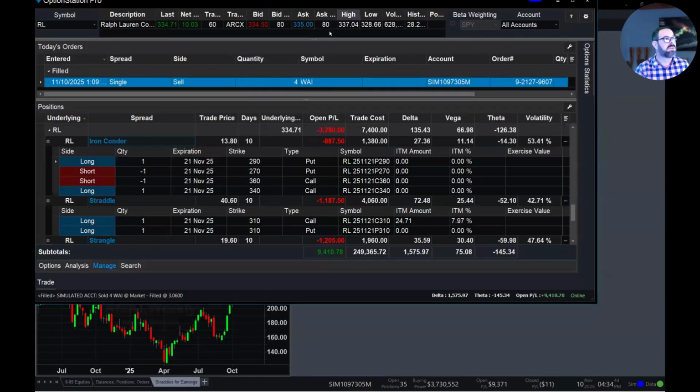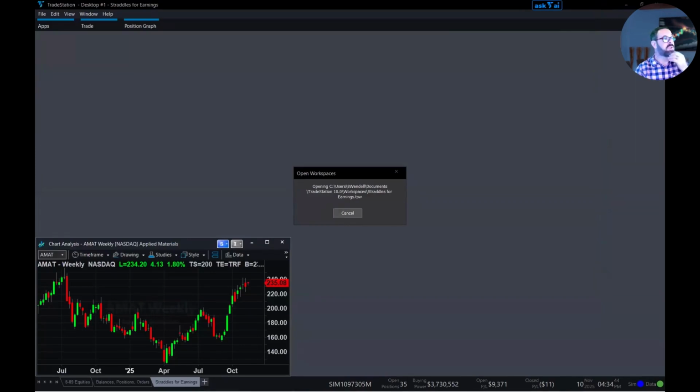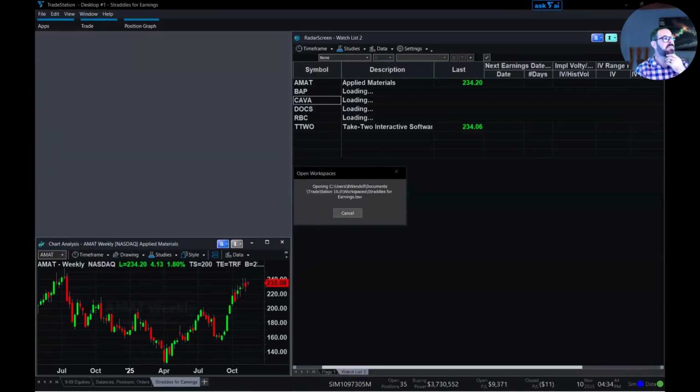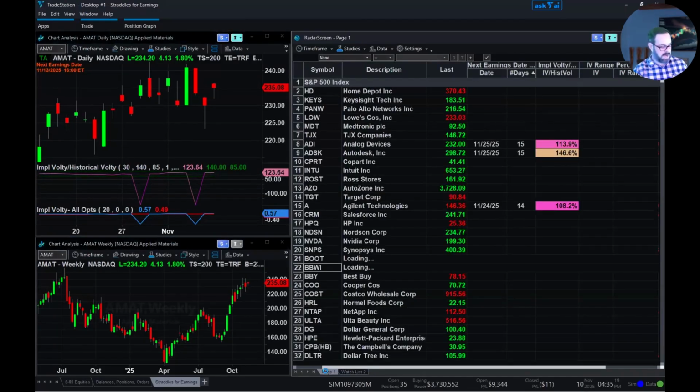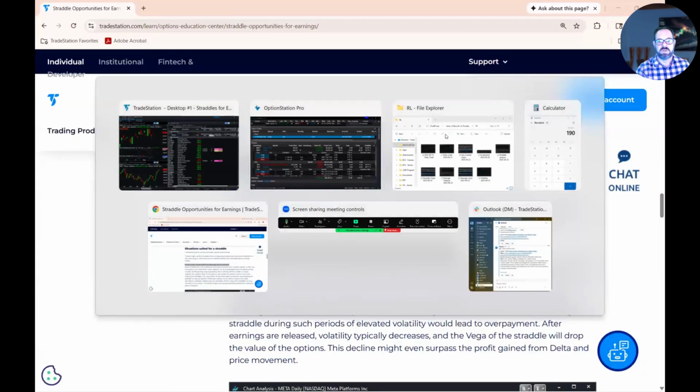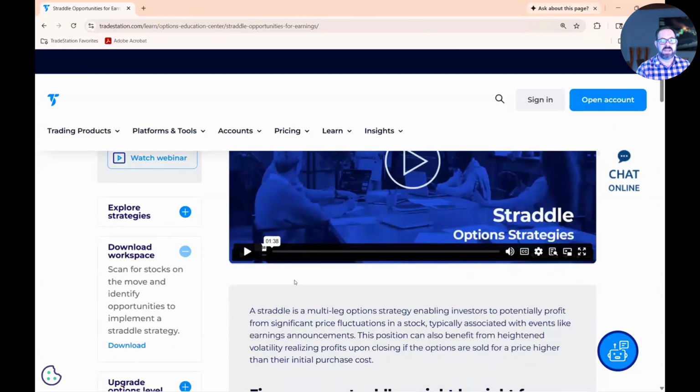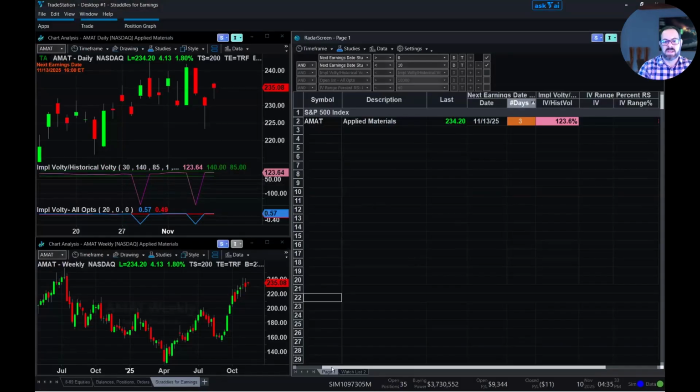If not, let's move that out of the way. There we go. Let's bring up the workspace now. Hopefully. That's collars. I did some collars too. I can go over those. Straddle, strangle, iron condor, vertical. Okay. So again, on the Options Education Center, as I mentioned before, there are workspaces that you can download right there, download workspace, and it'll provide you with a workspace to get started looking for some of these opportunities.